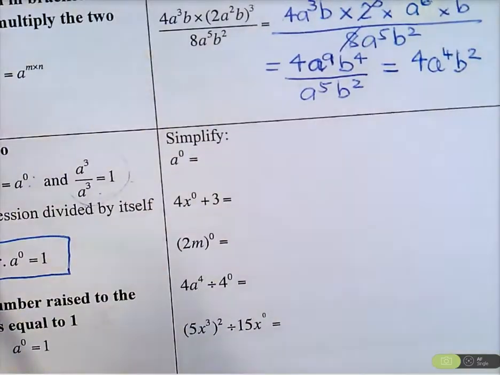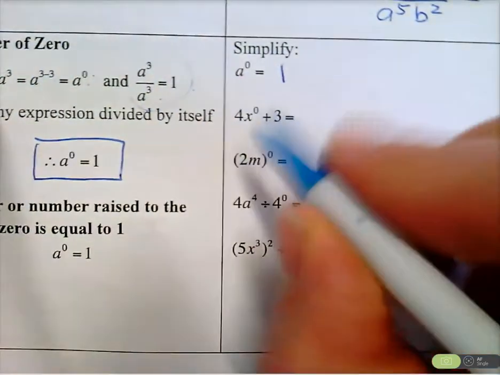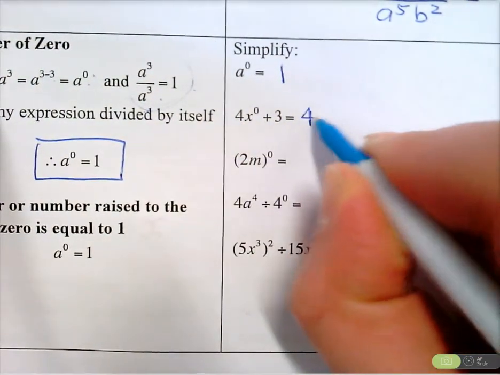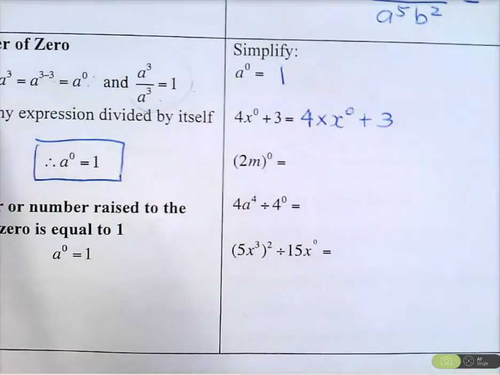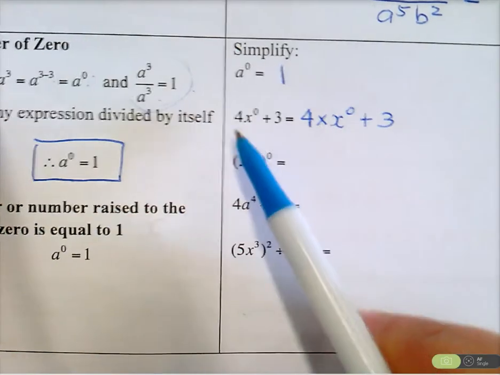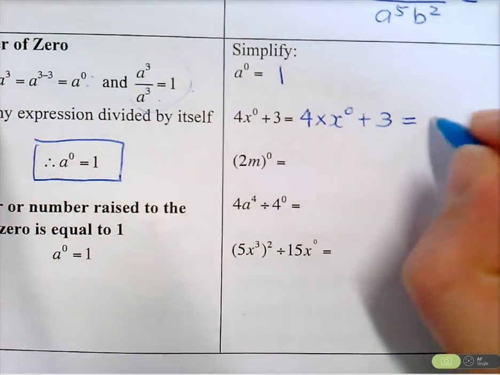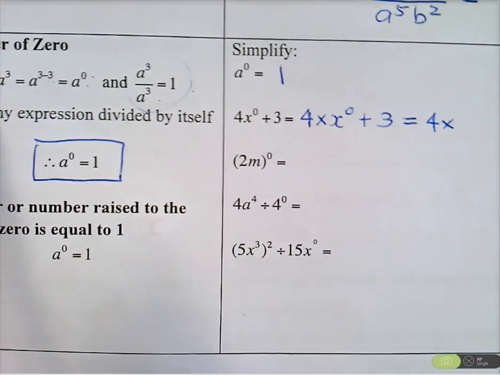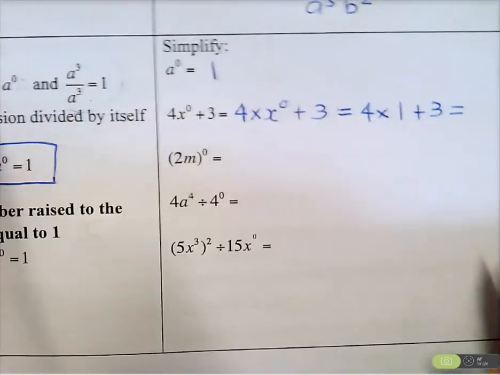So girls, the first question, what is a to the power of 0? 1. Be careful here, girls. This means 4 times x to the power of 0, plus 3, because between numerals and pronumerals there is a multiplication symbol. So it's 4 times what? 1 plus 3, which equals 7.